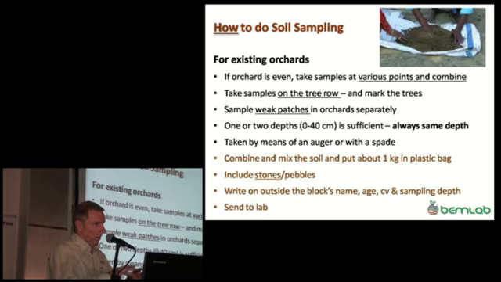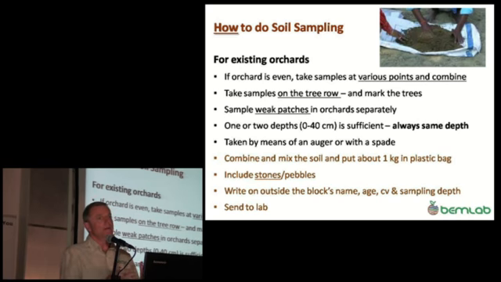Okay, then if you sampled at different spots in the orchard, you combine the samples into one subsample. About 1 kilogram of soil is sufficient, and you put it in a plastic bag. If there are stones and rocks present, it's very important to include the stones in the sample, even if you have to make the sample a little bit bigger.